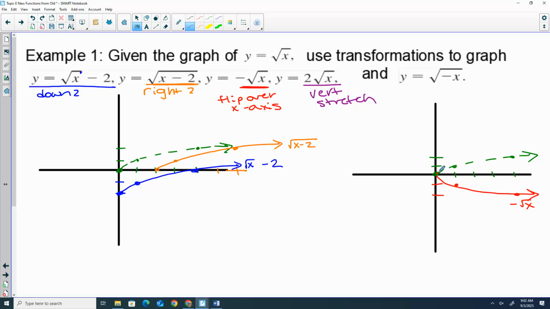It's like taking the y values of these points and multiplying them by 2. So 0 times 2 is still 0. 1 times 2 is 2. 2 times 2 is 4. So we're changing the y's. Anything on the outside changes y and it does what you think.